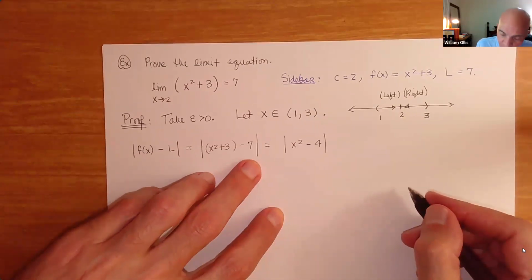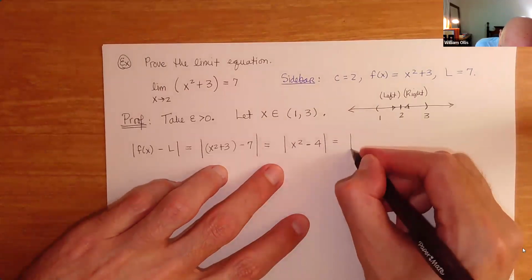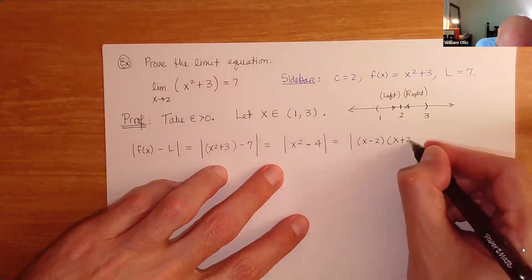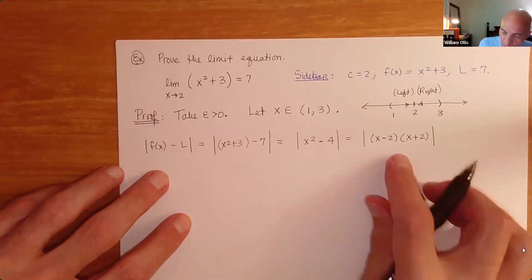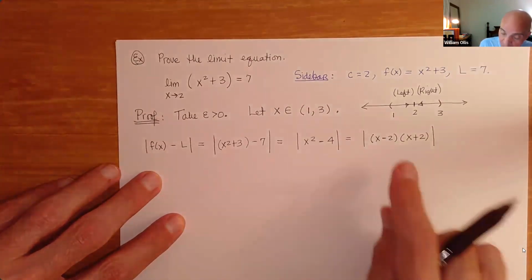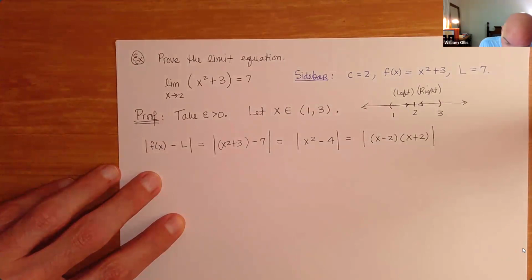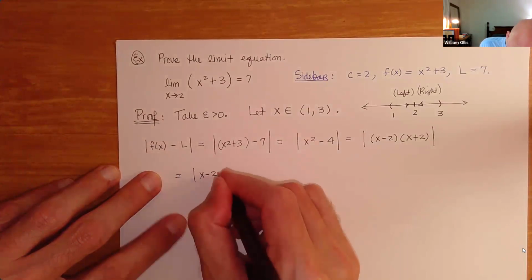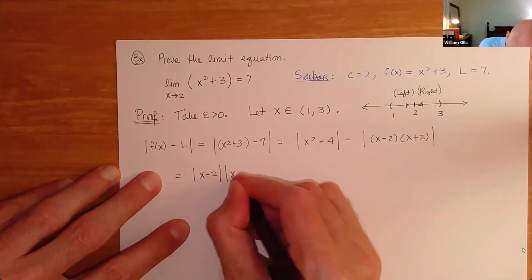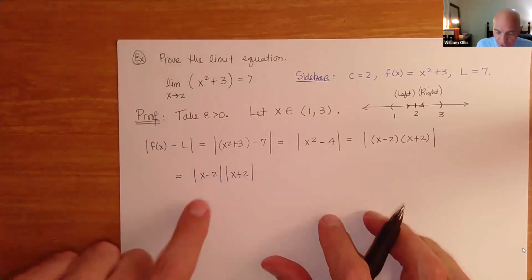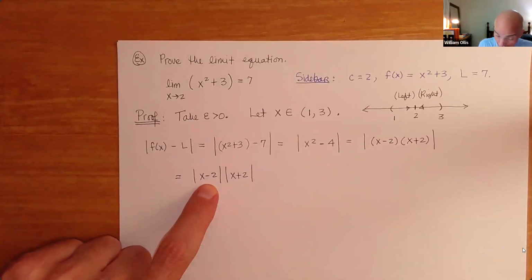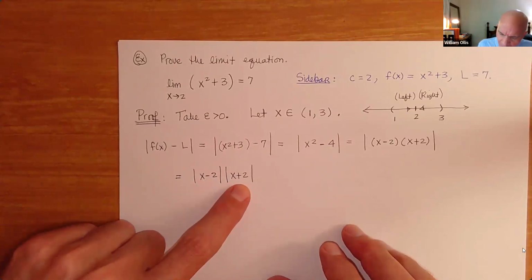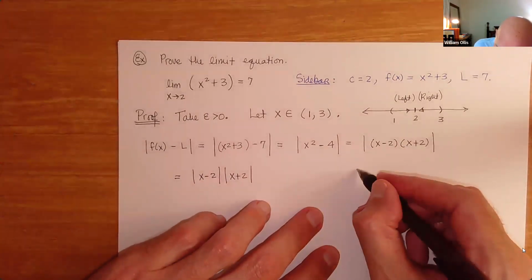And now we have a difference of 2 squares. So we have x minus 2 times x plus 2. And now, of course, we use the same theorem about absolute values. The absolute value of a product is the product of absolute values. Now, of course, this is very convenient for the definition of limit, x minus 2, but the x plus 2 is something that we need to think about. So again, we're going to have another sidebar here.